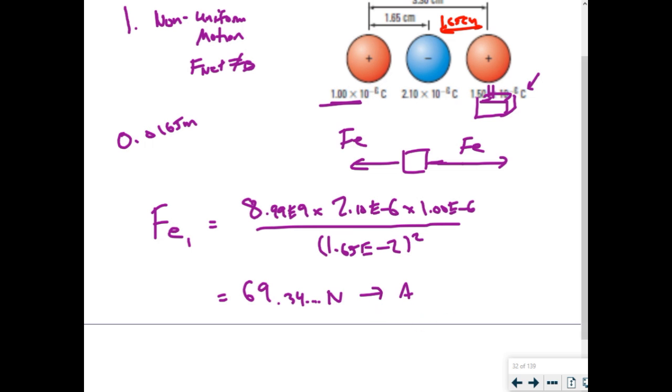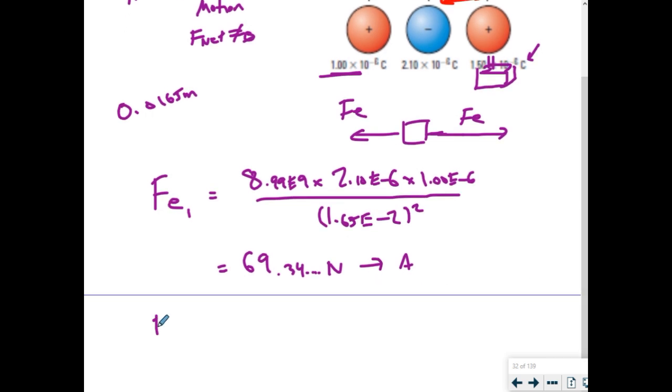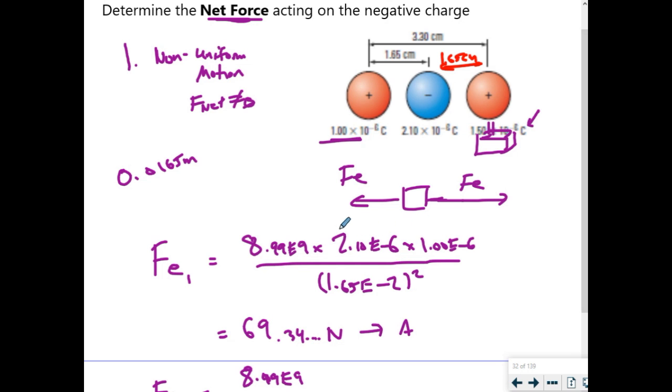And now I'm going to redo the entire thing again, only now I'm going to do it for the second of the two forces. So the math is the exact same. And by the way, I should point out that you need to show at least this much work when you're doing your written response questions.